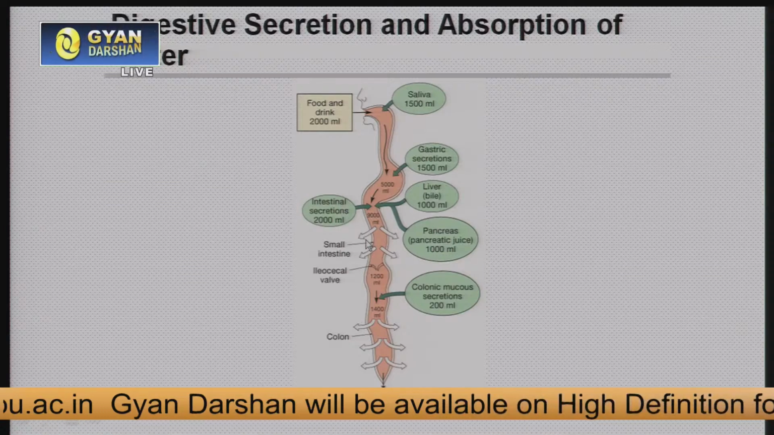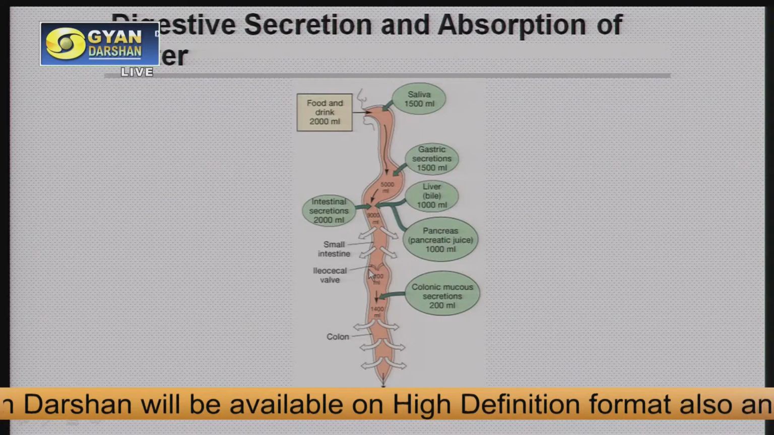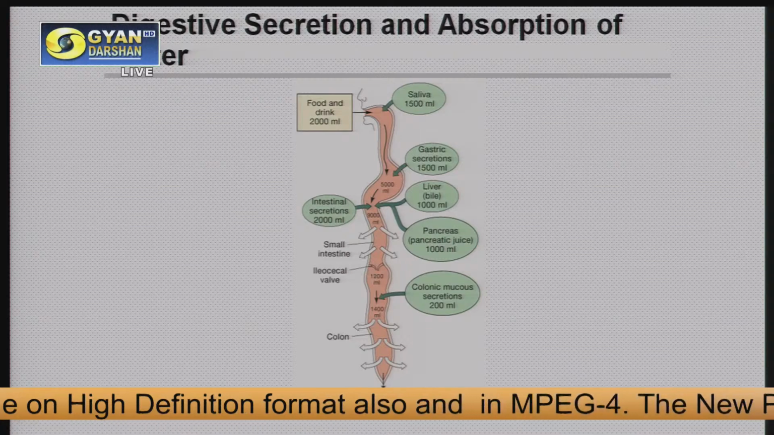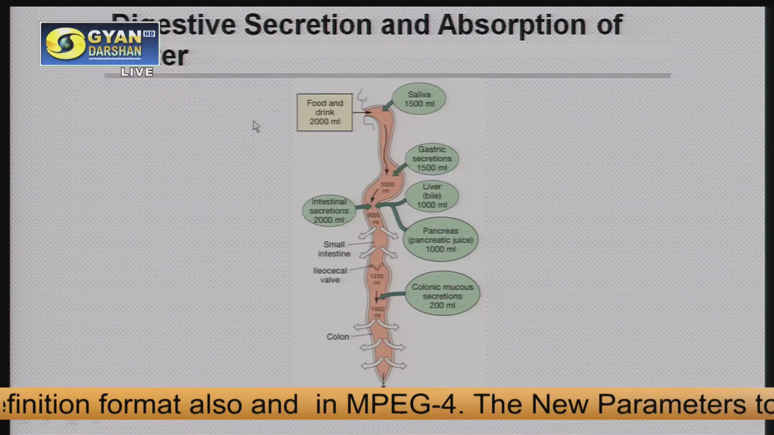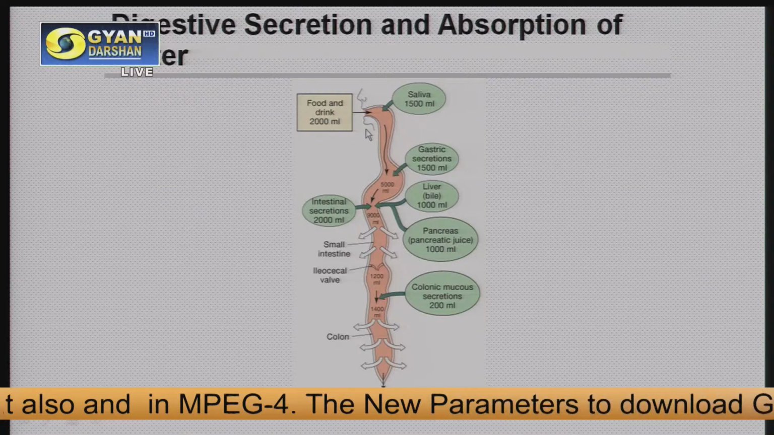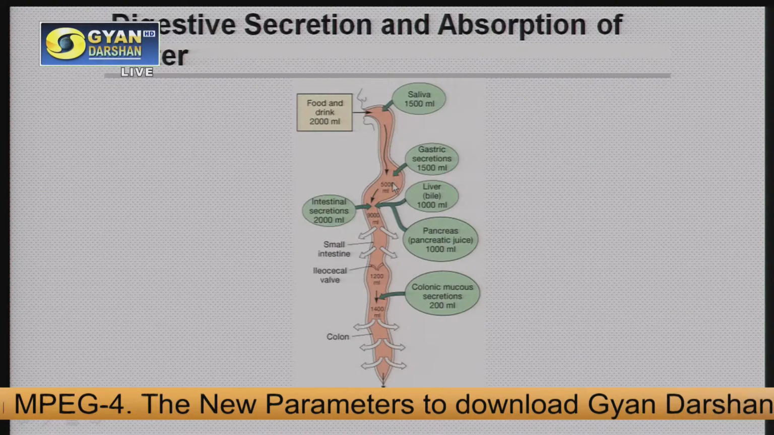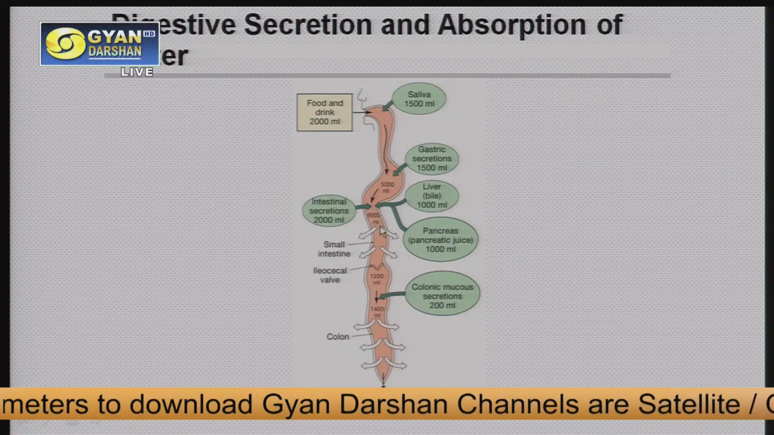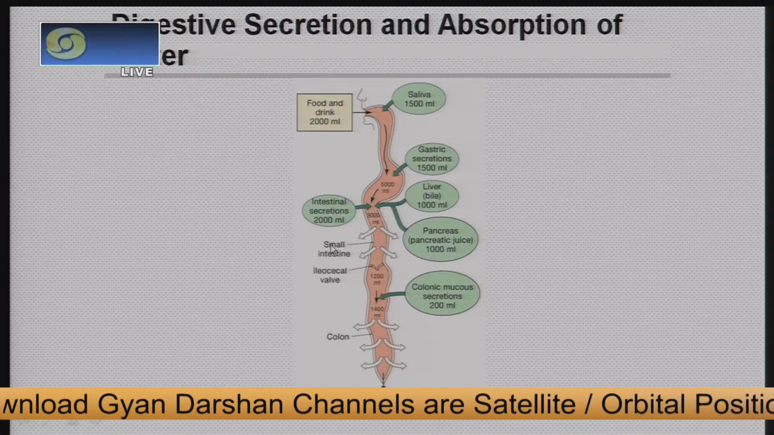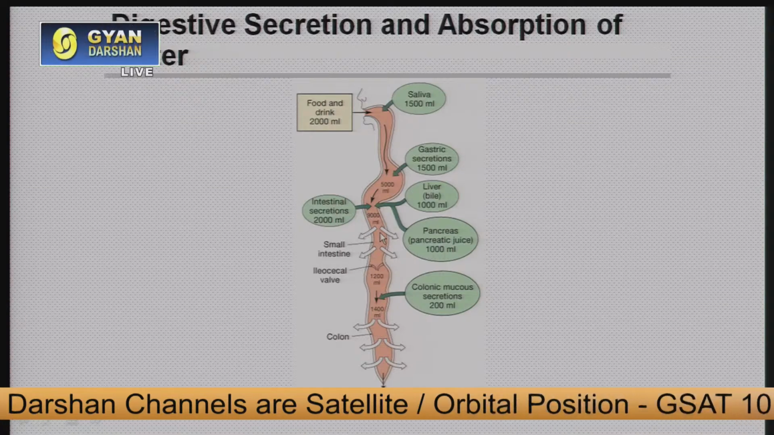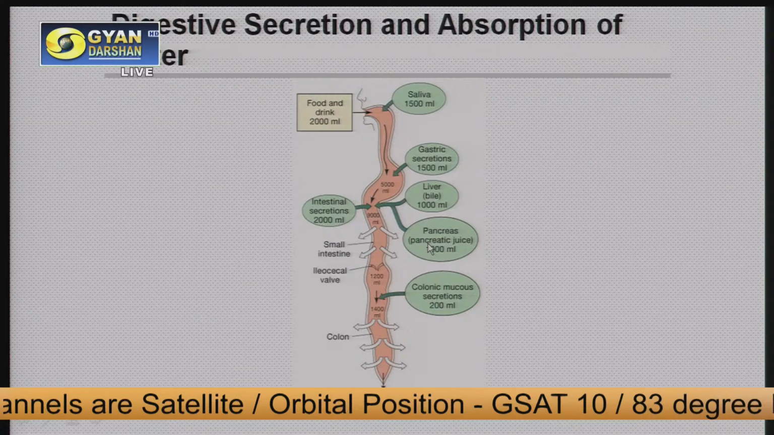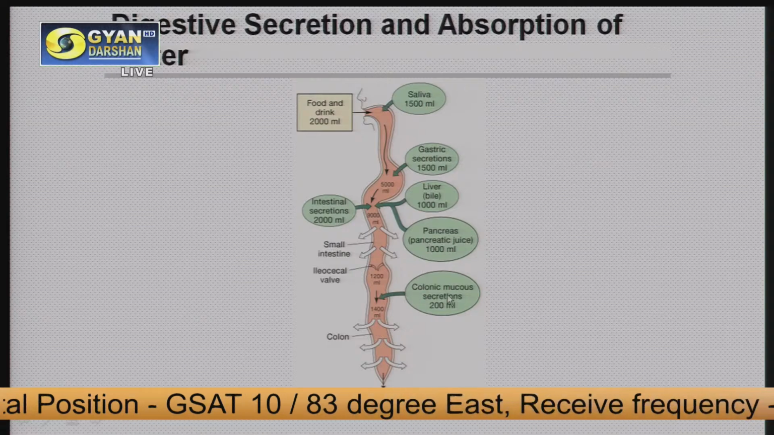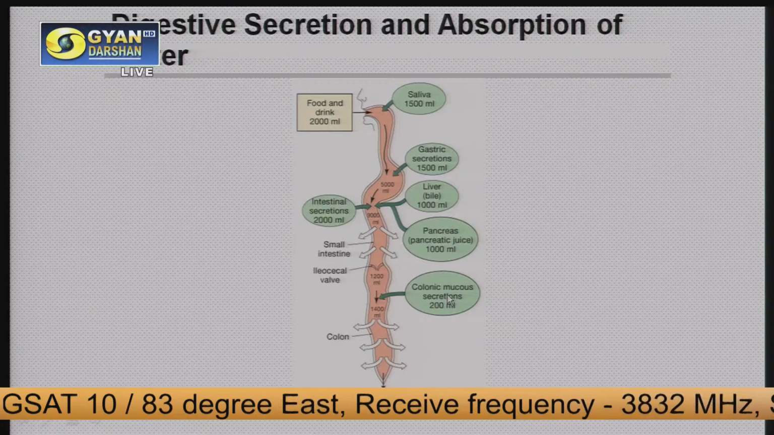Then we come here to the small intestine. Then there is the ileocecal wall, and then there is the colon. So here, this particular portion, as you see, the 5000 ml, it is here. Then here you can see it is the 9000 ml, and this is given out to the small intestine, this is being given out to the pancreatic juice, and here it is the colonic mucus secretion, which are around 200 ml.